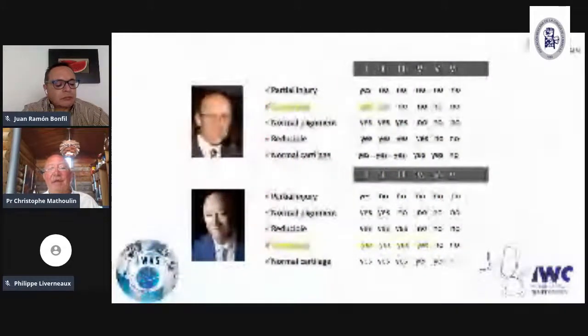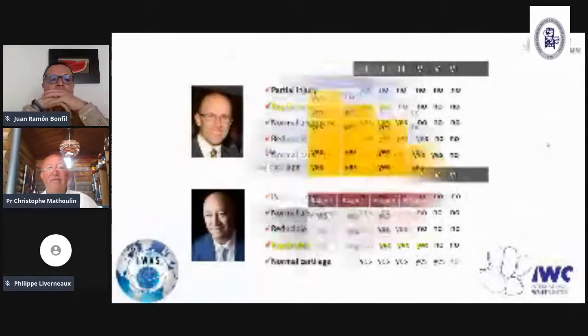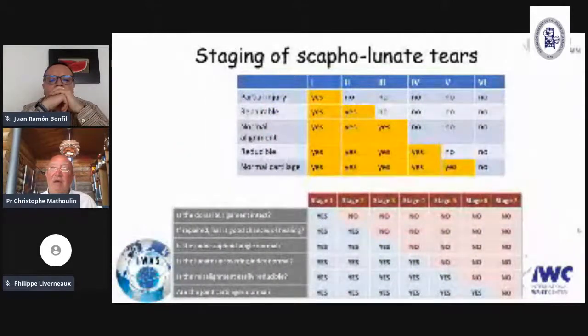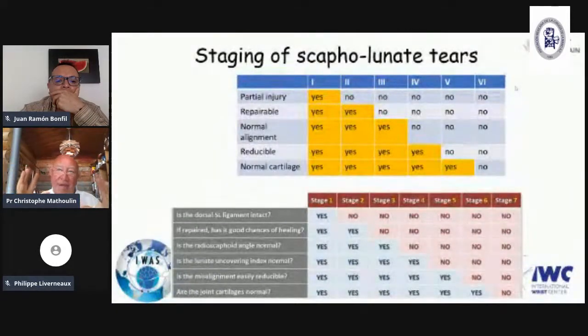So there is a difference between Marc and myself, because Marc believes that we can repair the ligament until stage 2, and for me, we can go until stage 4. And it's probably the view of an arthroscopic surgeon versus an open surgeon. And Marc, following our works, added a new stage, a new question: is the lunate uncovering index normal? It means sometimes there are extrinsic ligaments also, and there is all the medial part of the carpus sliding on the radius, moving to the TFCC area.